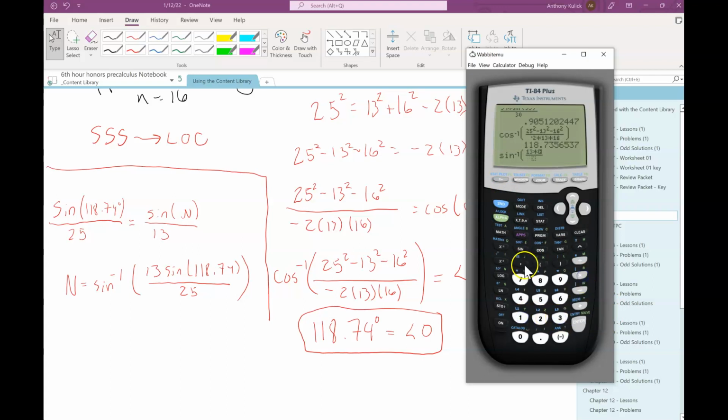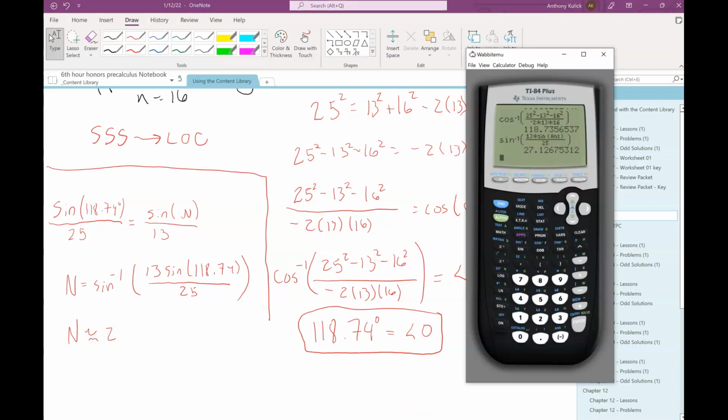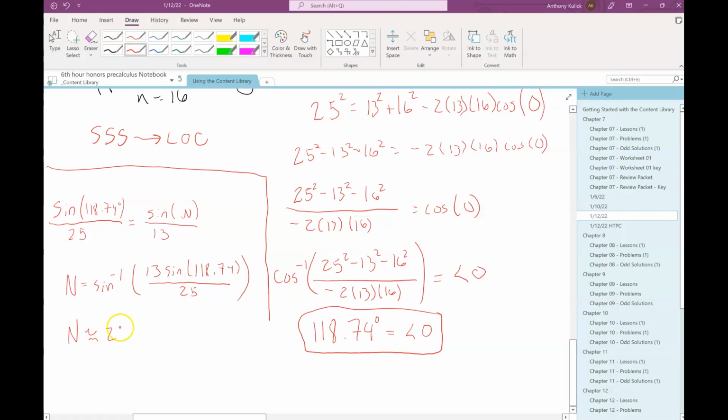And just FYI, on a test or a quiz or whatever, if you show me the setup and you show me what you typed in your calculator, I'm good with that. You don't have to give me a bunch of the intermediate stuff, but I would like at least those two pieces, what you started with and what you typed in. And now I forgot what number I read here. 27.13.